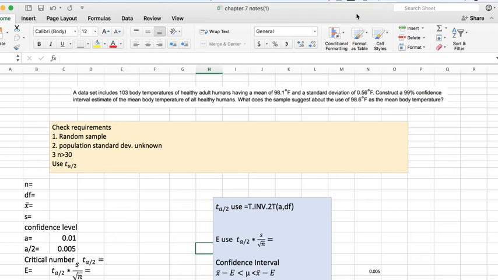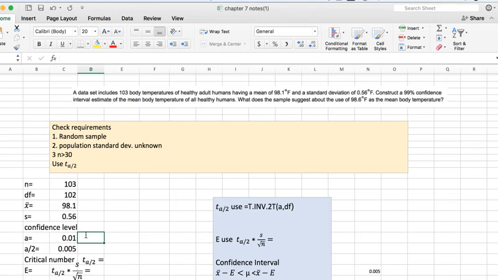Well, let's get our parts together. Our sample size here is 103. And the degrees of freedom is simply the sample size minus 1. So 102 is your degrees of freedom. And your sample mean is 98.1. So maybe lower than we would expect. Our standard deviation for our sample is 0.56.